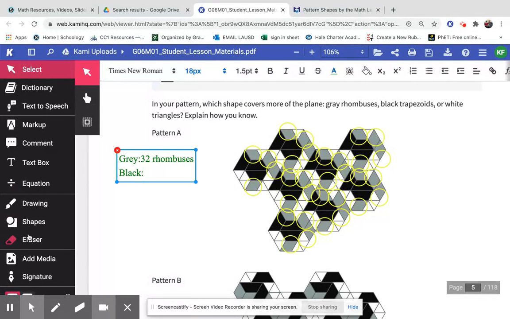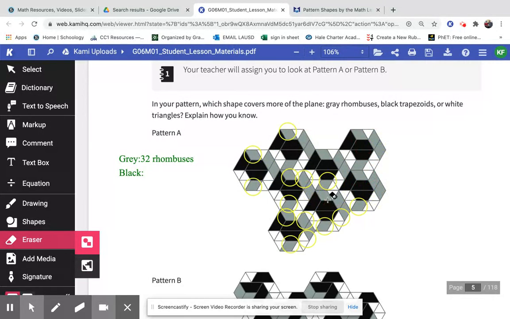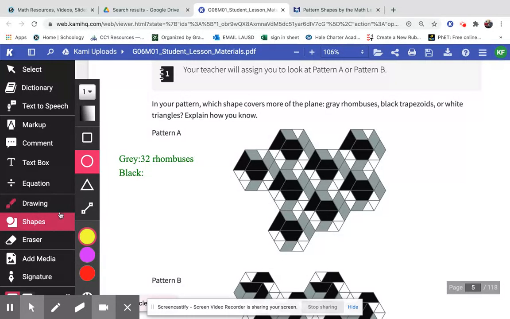I will erase the drawings I did for this so I don't have all this yellow in my way for when I count the other ones. Here we go. Insert a shape. We'll make them purple this time just to mix it up. And we're going for black trapezoids.